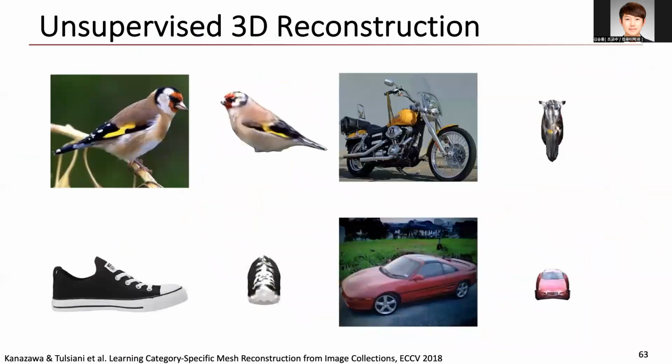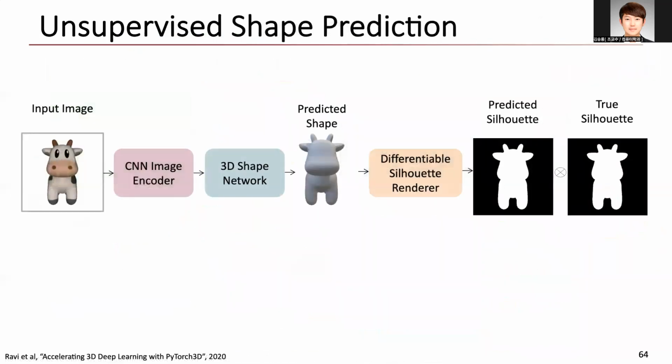So we can generalize this framework as an unsupervised shape prediction. Unsupervised shape prediction, like this. Input images. We can design the CNN image encoder, and we can design a 3D shape decoder. 그렇죠? In this case, mesh. 그렇죠? Mesh.